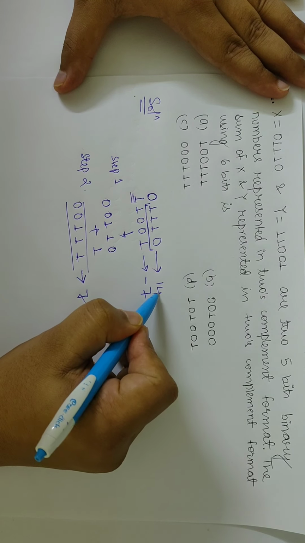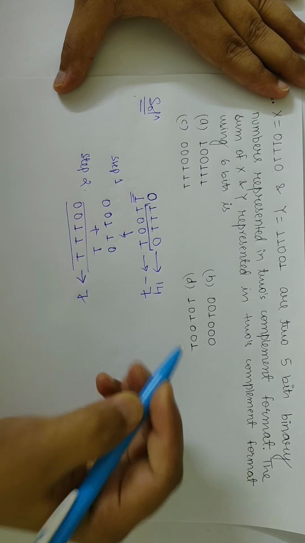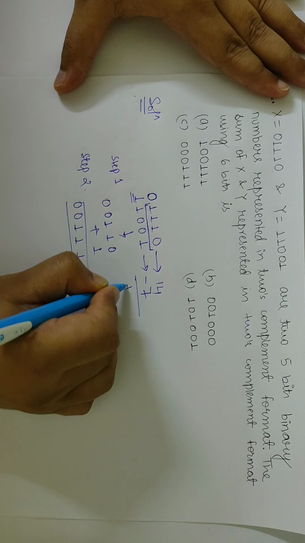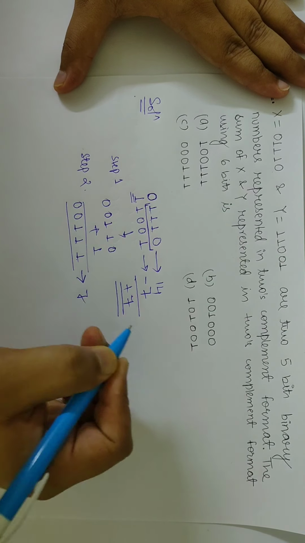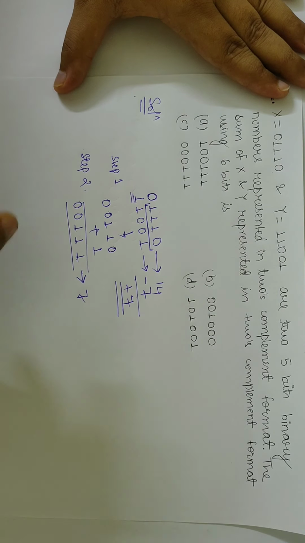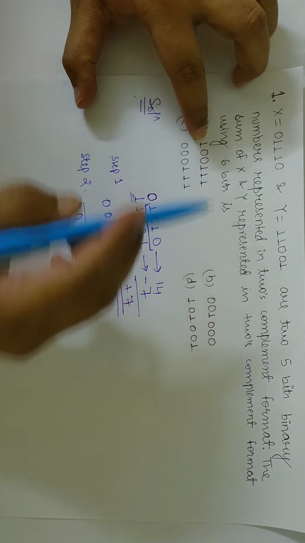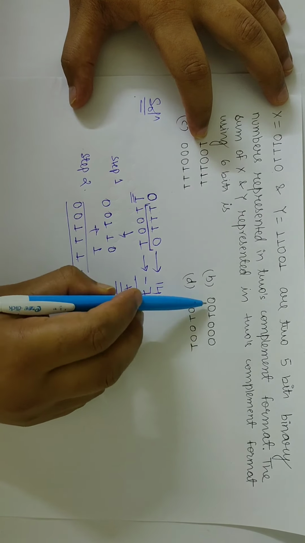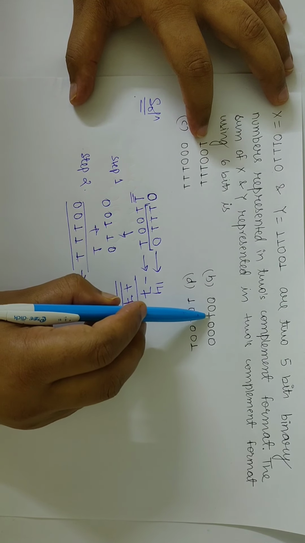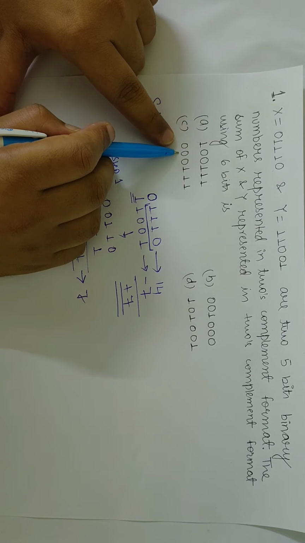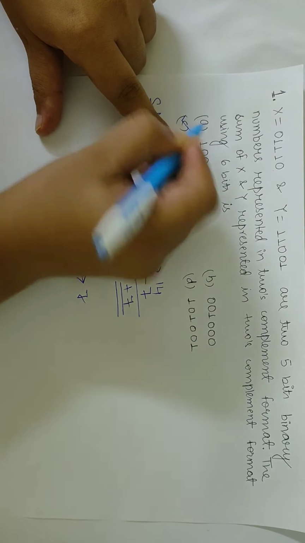So after adding plus 14 and minus 7, we will get plus 7. So our answer is plus 7. From all the options, this is a negative number because the MSB is 1. This is also a negative number. This is a positive number but with a magnitude of 8. And this is a positive number with a magnitude of plus 7. So this is the answer.